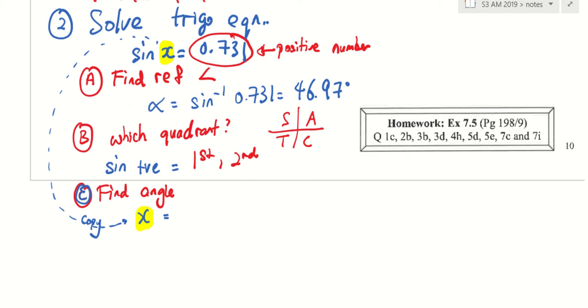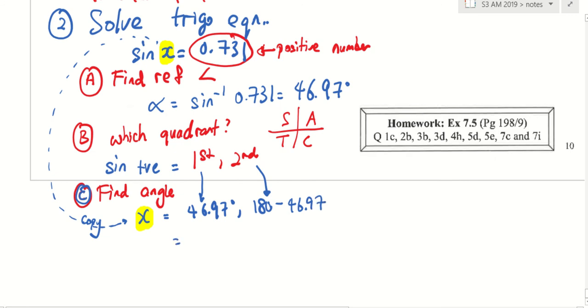I ask myself, first quadrant. How do I transfer first quadrant down? First quadrant means 46.97. Second quadrant means 180 minus 46.97. Always leave your final answer in one decimal place. So the final answer will be 47.0 and 133. One decimal place. Everything in one decimal place.